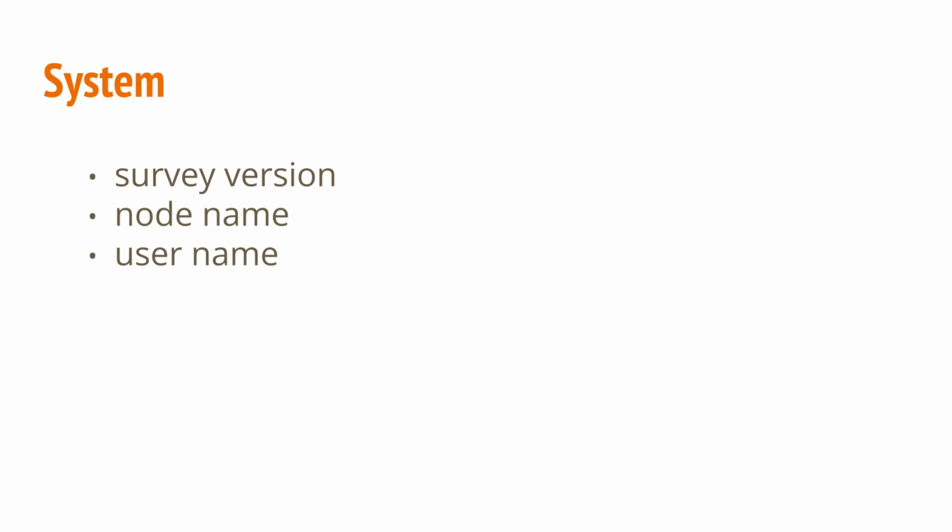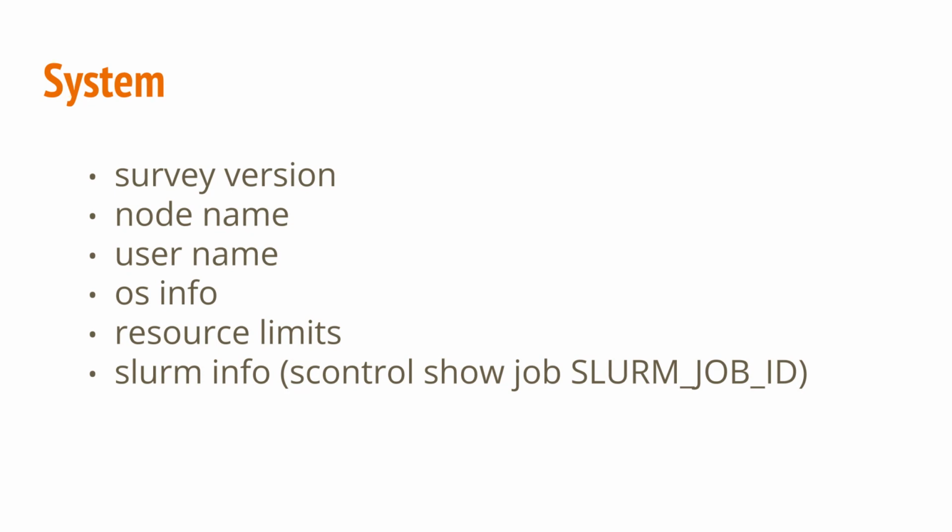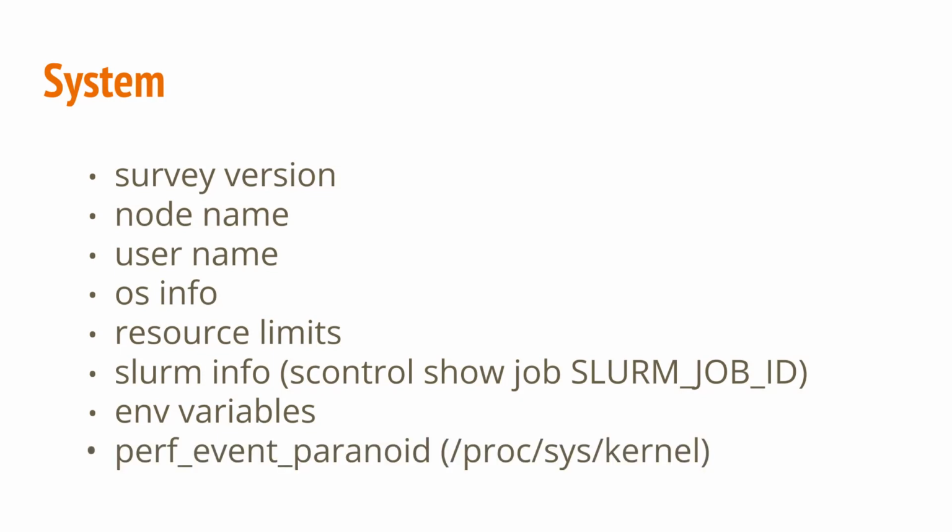The last category of data is system information. We collect the survey version used to perform the run, the initial node name of the machine, the username, information about the operating system and its version, and the resource limits imposed on the user by the operating system. If the run was performed with Slurm, we run scontrol to get relevant Slurm data. We also collect the environment variables and the values they were set to at the time of the run, and finally the contents of perf_event_paranoid. This is relevant to the collection of the PAPI CPU counter data.